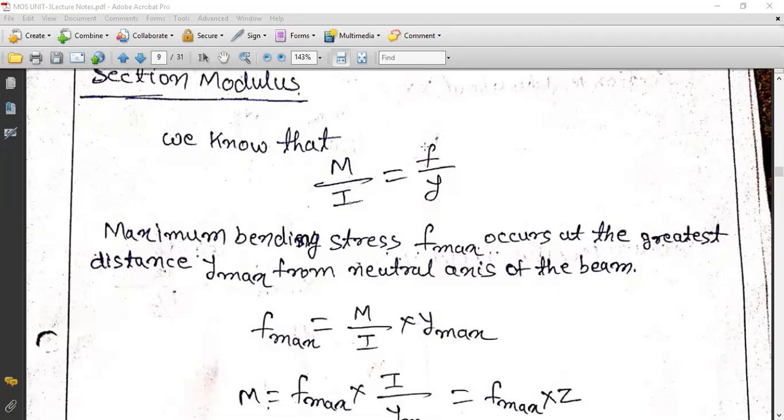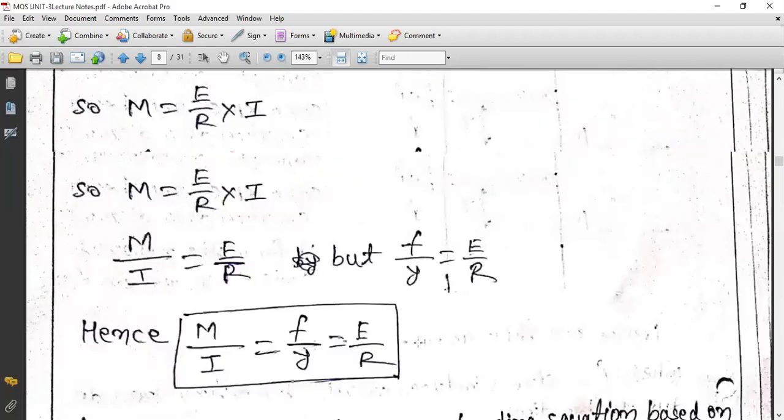So what changes? The stress and the Y change, because F and Y are the variables. If you change the distance of the layer from the neutral axis, then Y will change. When Y is variable, F also changes, because F is directly proportional to Y, since F upon Y is constant. So stress is directly proportional to distance. When stress is maximum, Y is also maximum. When Y is maximum, the stress value is maximum.